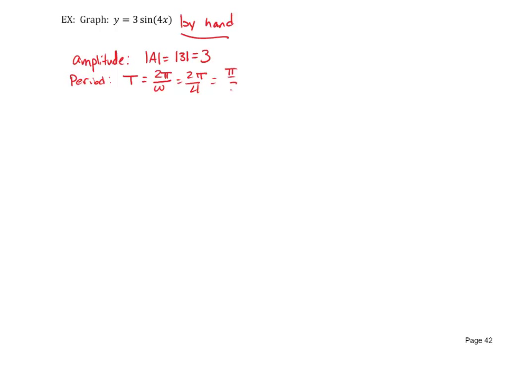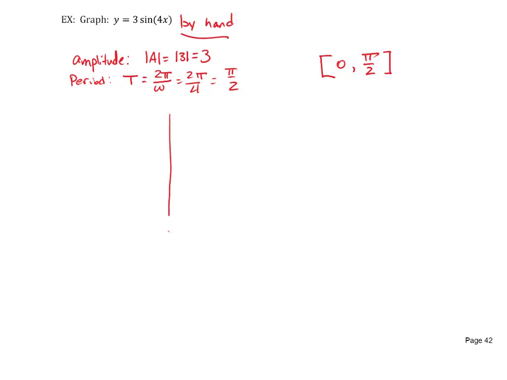Let's consider graphing y equals 3 sine of 4x by hand. Now to do this, I need to know the amplitude, which will be the absolute value of a. In this case, that's the absolute value of 3, or 3. I need to know the period. T is equal to 2 pi over omega, or 2 pi over 4, which becomes pi over 2. Now, to graph this by hand, remember, we start with the interval 0 to whatever T is, in this case, pi over 2.